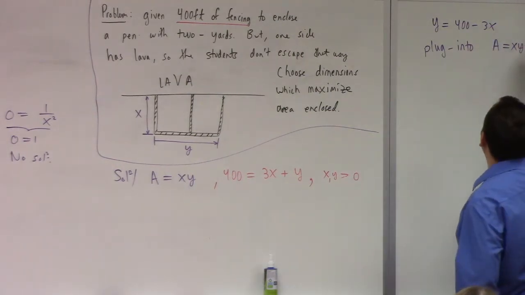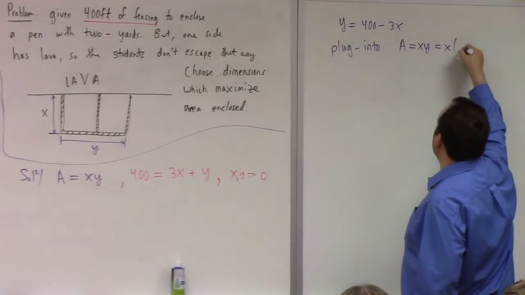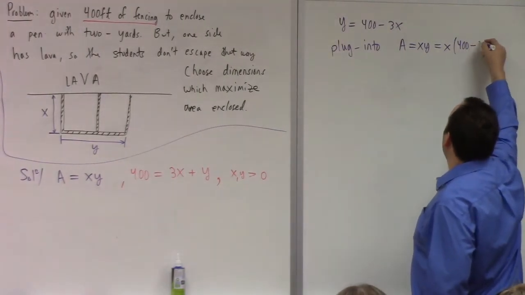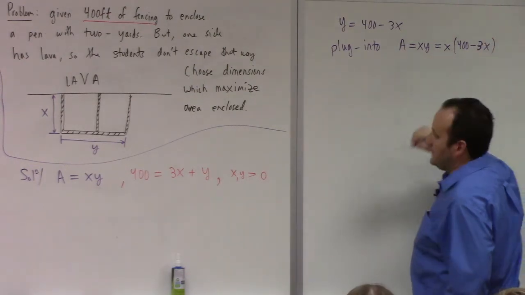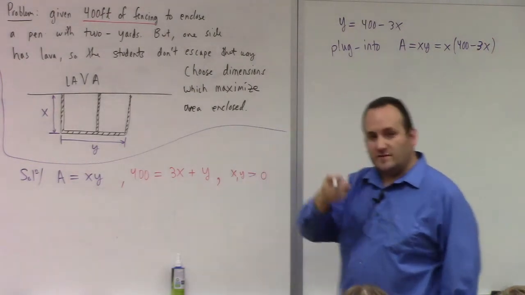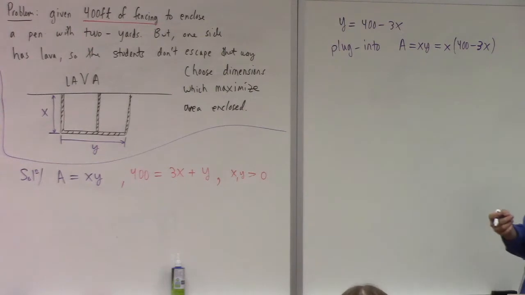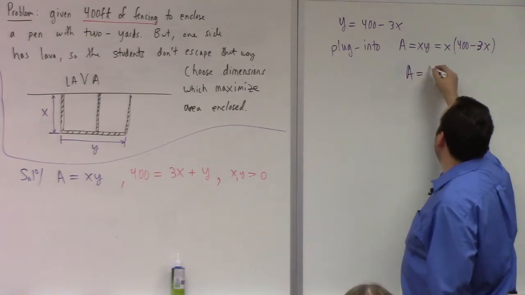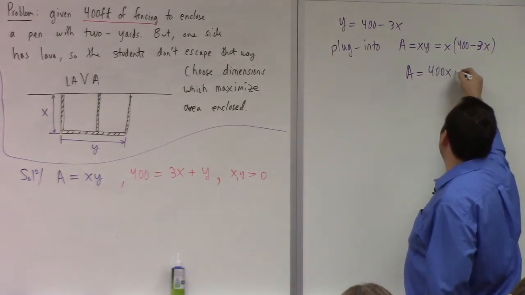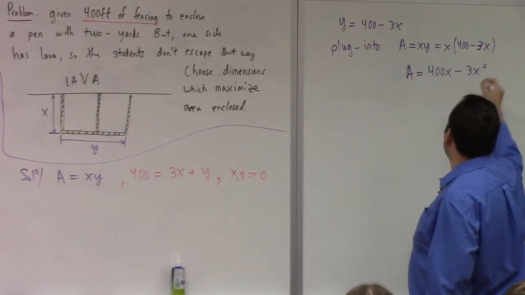I like what you're selling. I will buy it. So this is x times 400 minus 3x. In other words, you said solve for one of the variables and plug it into the area formula. Since we have a love affair with x, we will eliminate y. There it is. So my area function is 400x minus 3x squared.